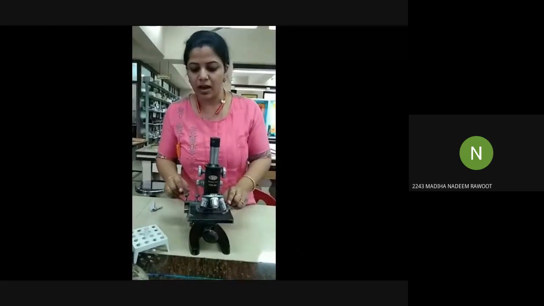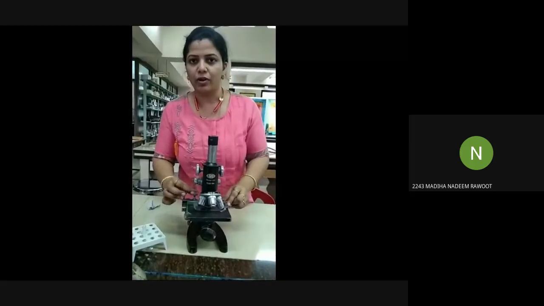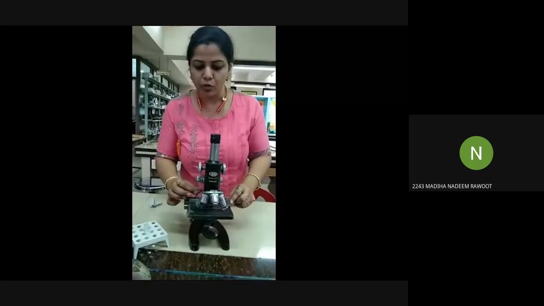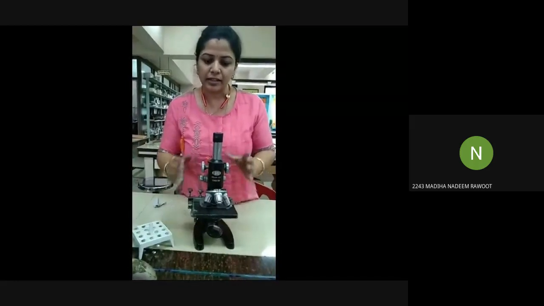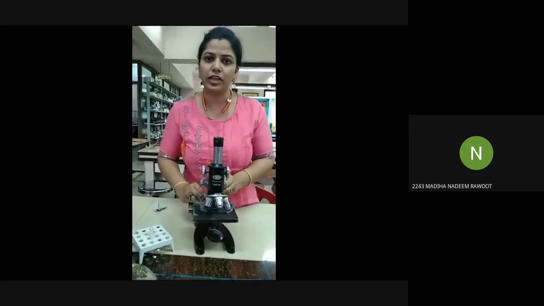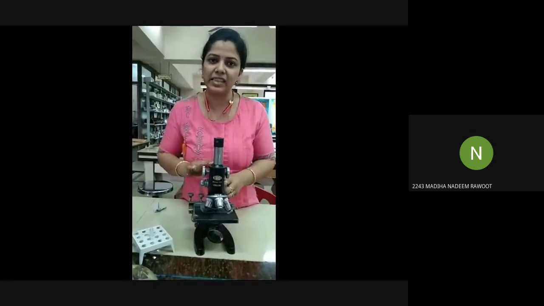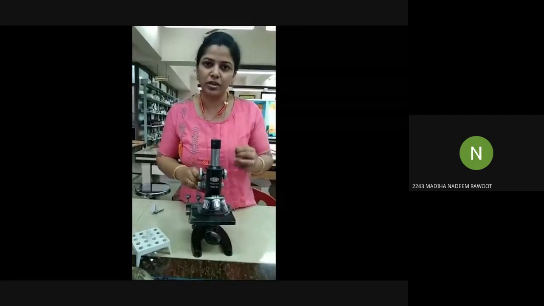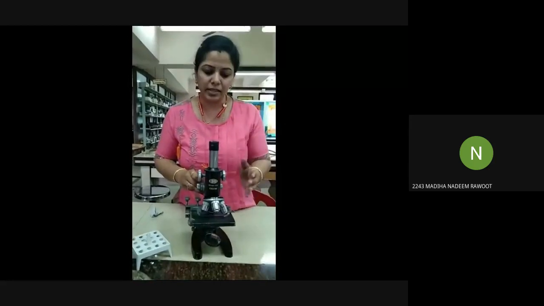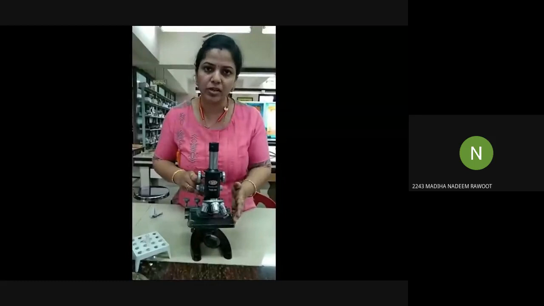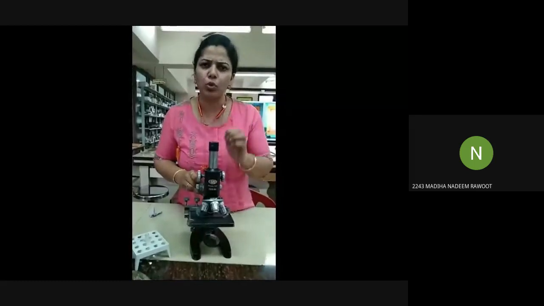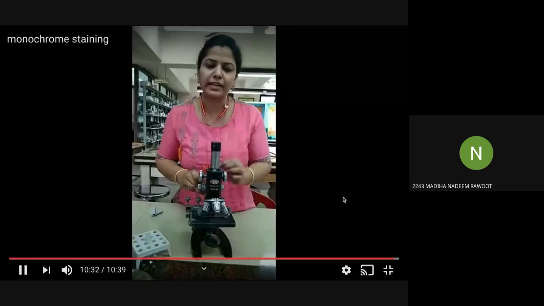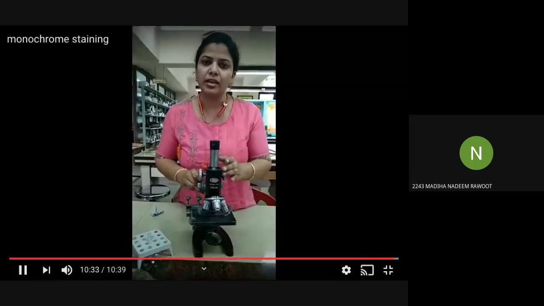This is the stage where you can move the slide back and forth. You can move it left and right, and that is how you can observe the slide. Now what I can see is, because I had used crystal violet, I can see violet color. The organism that I have used is Micrococcus. Hence, we can see clusters of small cocci, purple colored or violet colored cocci under the microscope.